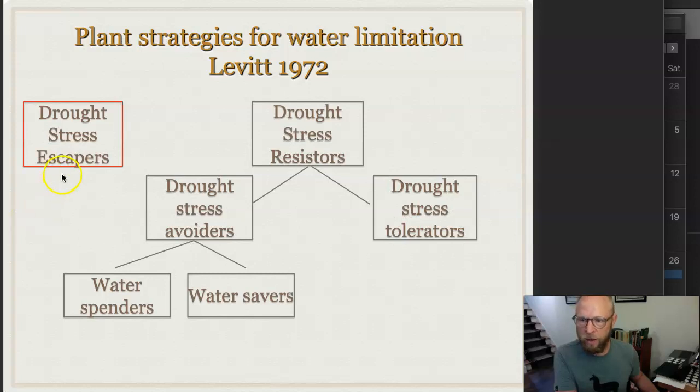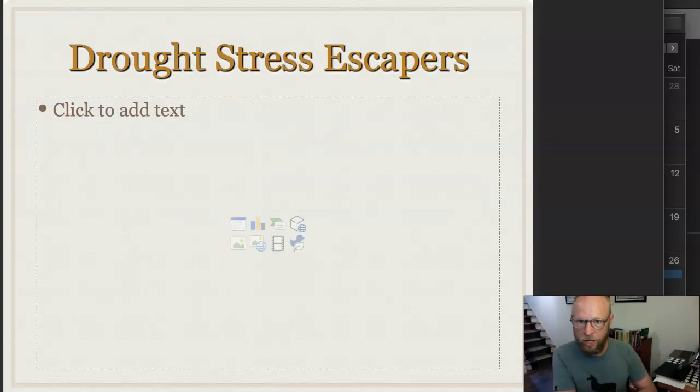All right, so let's talk about drought stress escapers first. The word escaper hopefully makes you think of somebody or something fleeing some kind of stressful environment. If we're thinking about predator-prey relationships and a prey escaping a predator, it somehow got away from the predator, right? It's able to escape and avoid ever being attacked by that predator. Similarly, a plant that escapes some stress is basically able to get away from that stress in some way so it doesn't actually have to deal with it.